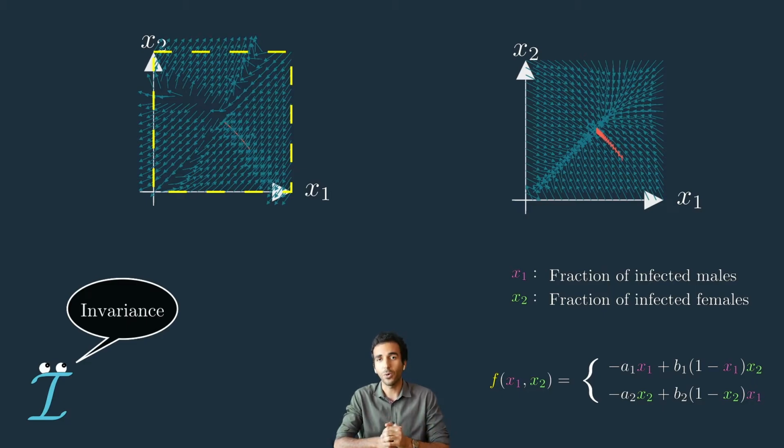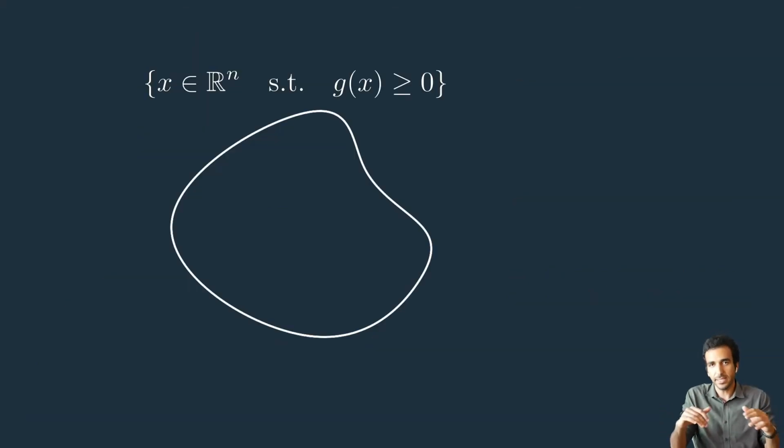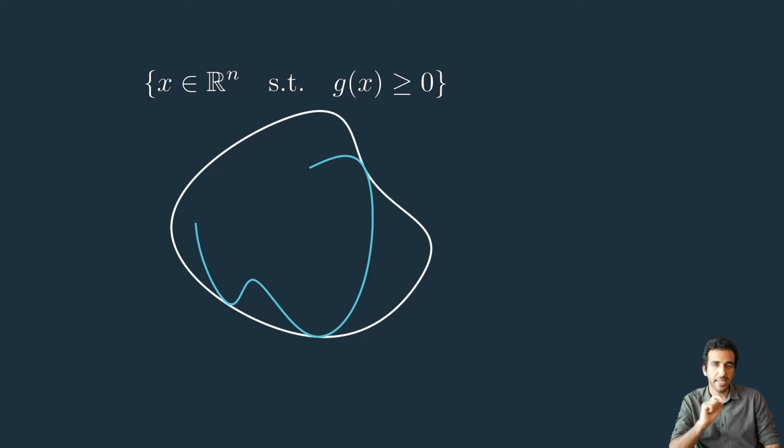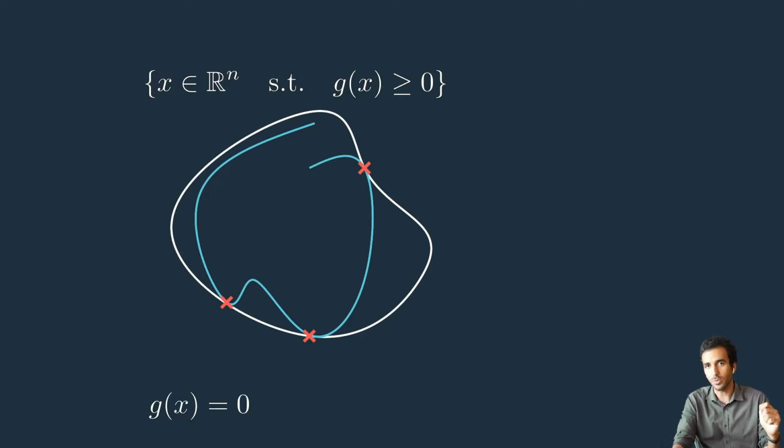So how can you impose that a set is invariant with respect to the vector field during the learning phase? For simplicity, take a set that is defined by a single polynomial inequality g of x greater than 0. I want trajectories that start inside the set to never leave it. So how can I impose that? Well, I have to look at the times where my trajectory meets the boundary of the set. In particular, at those points, g of x should be equal to 0.